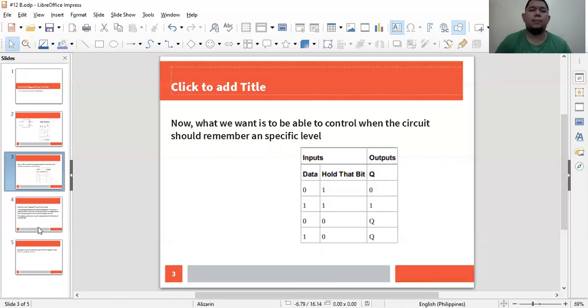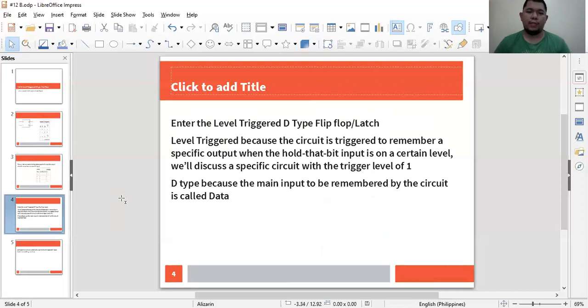Enter the level triggered D-type flip-flop, or latch, being because it latches onto a certain output of the circuit, which is memory; latch also means computer memory. Level triggered, because the circuit is triggered to remember a specific output when the hold that bit input is on a certain level. We'll discuss a specific circuit with the trigger level of 1. D-type, because the main input to be remembered by the circuit is called data.